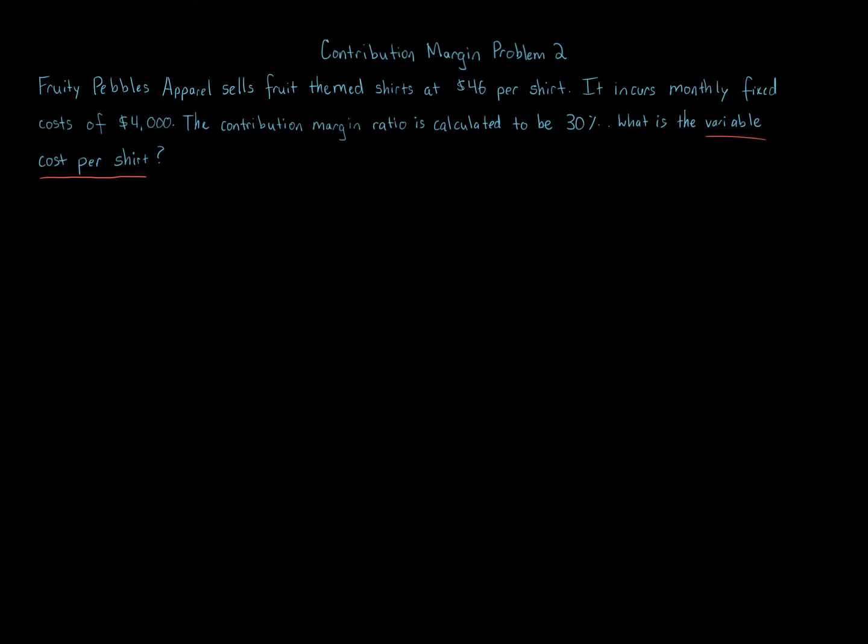Now, variable costs, we could be doing many different things. We could be given the total production costs, so you might be solving that using fixed costs. Here, we're given the contribution margin ratio. And the idea here is just remembering the formula. Contribution margin ratio is contribution margin over sales. So you're saying, okay, what's that have to do with variable costs? Think about it. What is contribution margin? Contribution margin is sales minus variable costs.